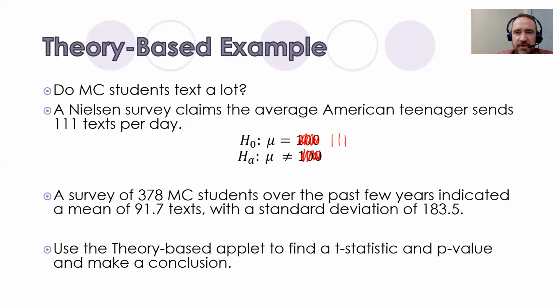So the null hypothesis is that mu, the average number of texts, is the same as what Nielsen claims, but the average number of texts of Maryville College students, 111. And alternatively, mu is not 111. Do we do something different than what the Nielsen survey found? Let's take a look at some data from a sample.